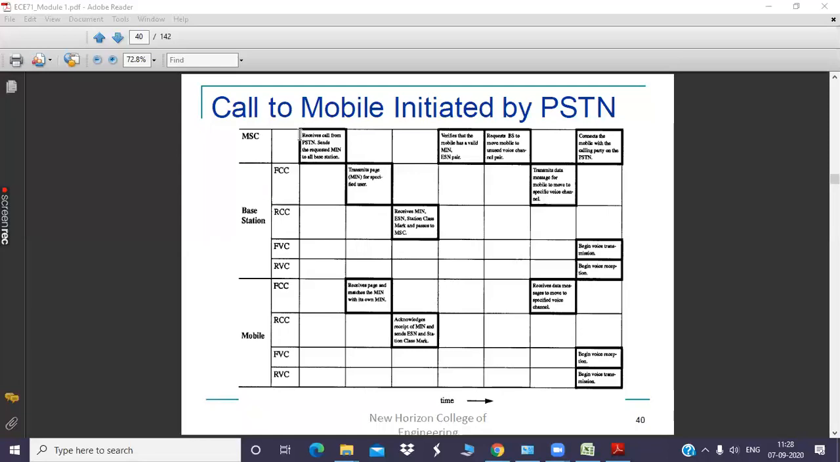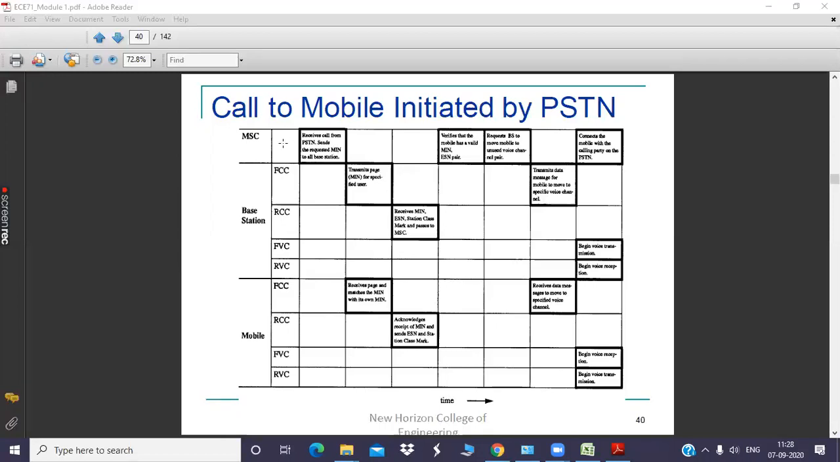So what is the first time slot? Focus on this time slot. The first step here we have mentioned is: receives call from PSTN. Who is receiving the call? MSC. So first is MSC. He will receive a call from PSTN. The sender sends the request MIN to all base stations. Okay. The requested MIN is nothing but mobile identification number.